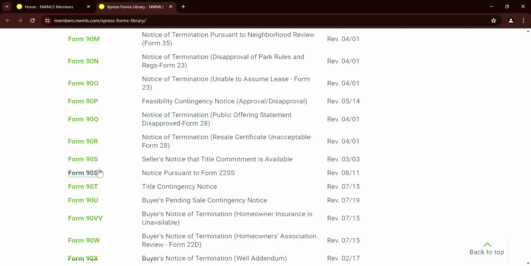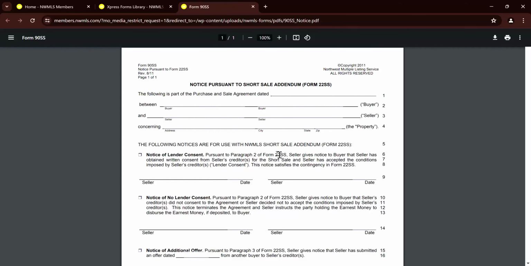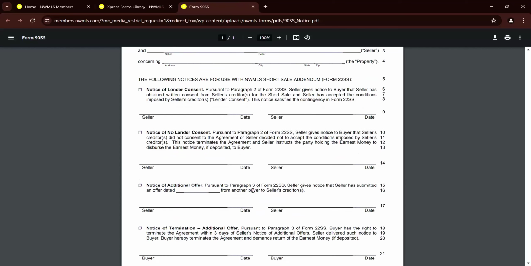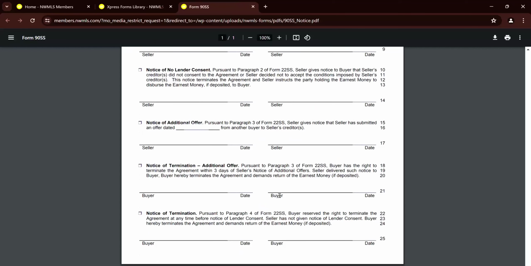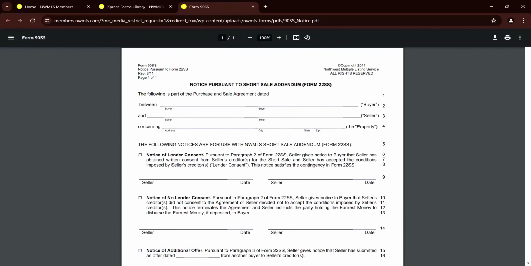So that should be done. All right, 90SS, short sale. This is notice pursuant to the short sale addendum. If you're doing a short sale, this is the notice of lender's consent or notice of no lender consent, or the notice of additional offers, or the notice of termination, or the notice of termination based on buyer. So it's a multi-use form in a short sale. You'll be using the 90SS.